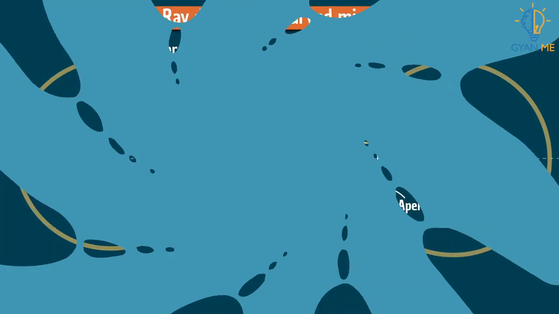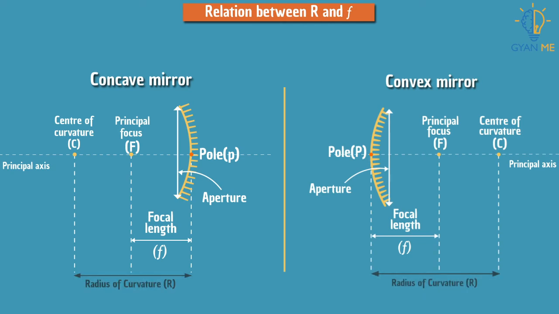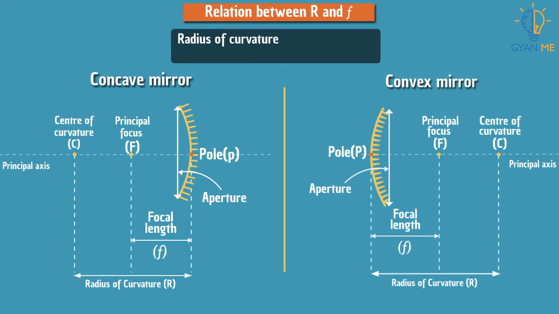But you know, students, there is a relationship between the radius of curvature R and focal length f for spherical mirrors of small aperture. For spherical mirrors of small apertures, the radius of curvature is found to be equal to twice the focal length. We put this as R = 2f. This implies that the principal focus of a spherical mirror lies midway between the pole and the center of curvature.